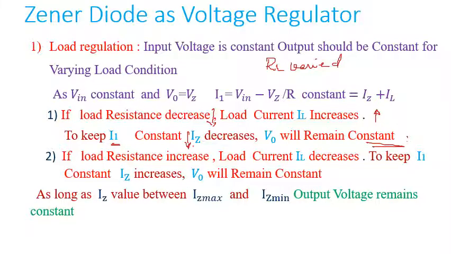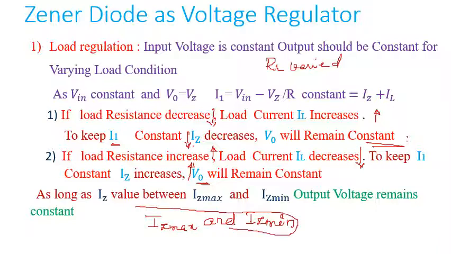If the load resistance is increased, obviously load current has to decrease. To keep I1 constant, IZ increases, V naught will still remain constant. Similar to previous, as long as IZ max and IZ min are the two limits for variation of Zener current, depending on the rating of a Zener, the IZ varies between IZ max and IZ min. This kind of regulation, we call it load regulation.